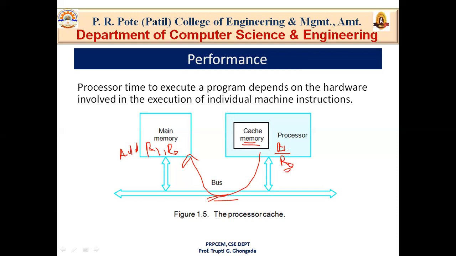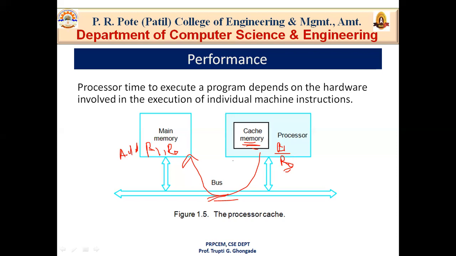Okay, so after reading this data from the processor register, this data is stored in the cache memory. Later, if the same instruction or data item is needed for a second time, it is read directly from the cache. So cache memory is used to hold frequently used data.